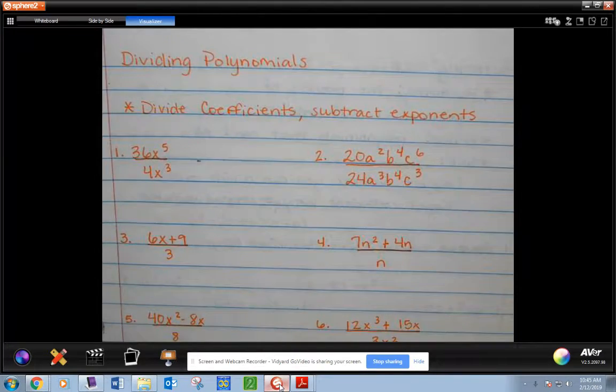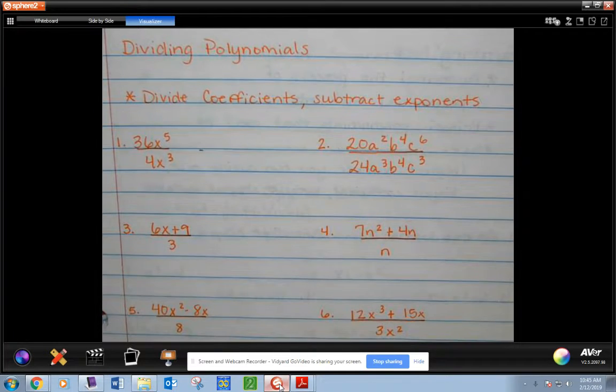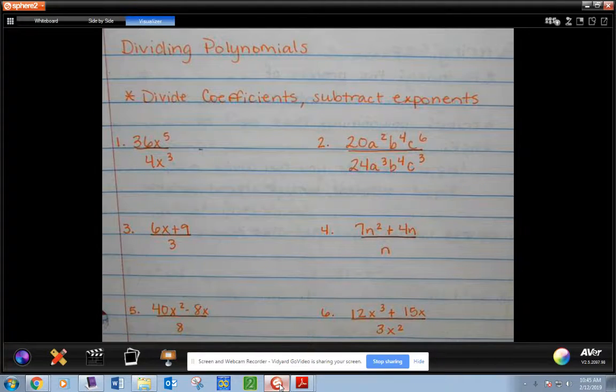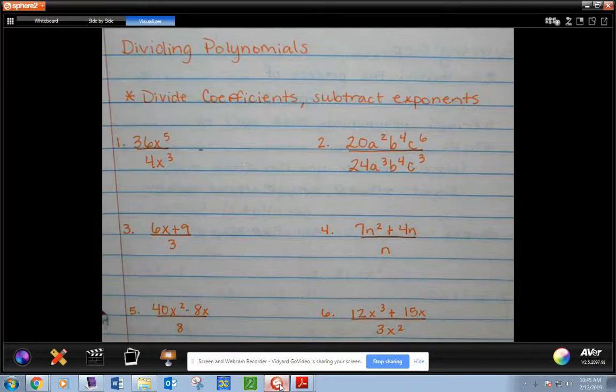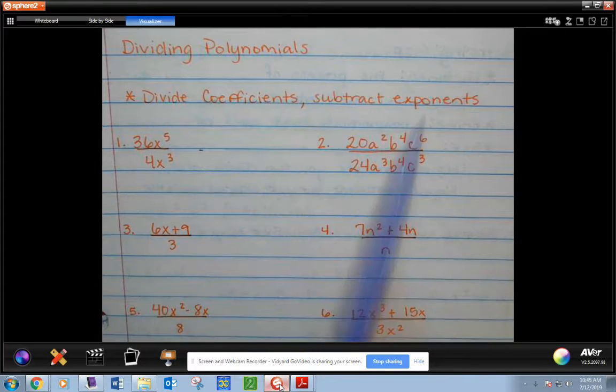So if you want to go ahead and pause and write those first 6 examples, and then we'll have 4 more afterwards, and that's just 10 examples, then you have your worksheet. Okay, when you're dividing polynomials, you've already learned your law, so just remember, divide coefficients and subtract exponents.